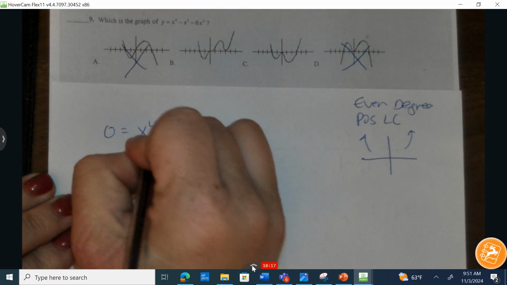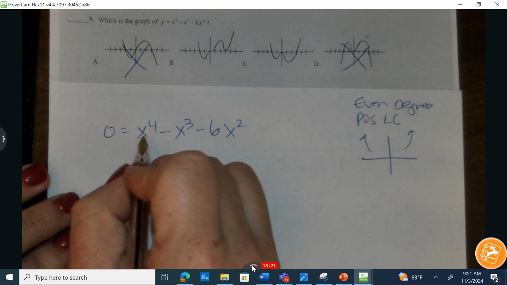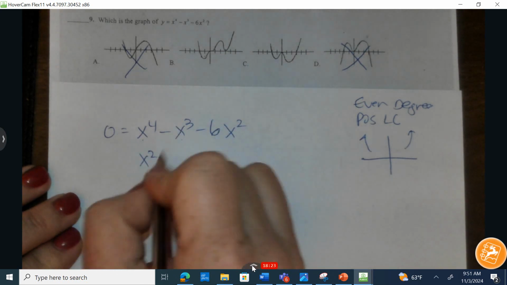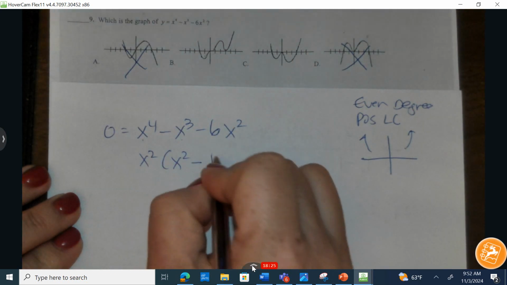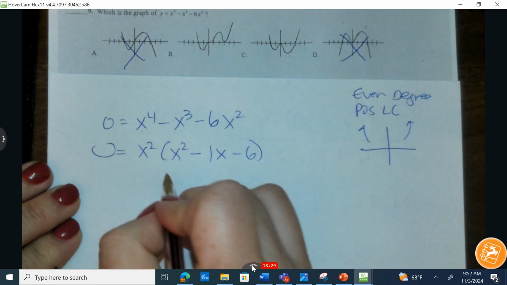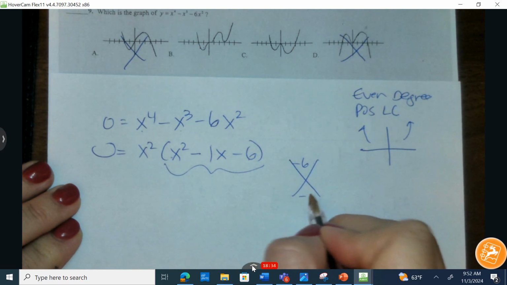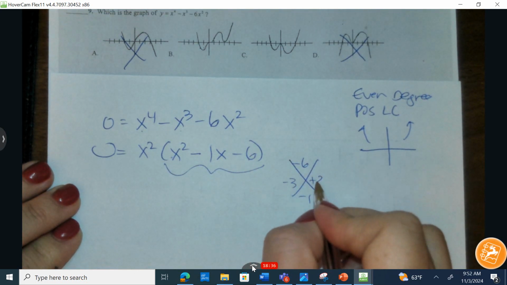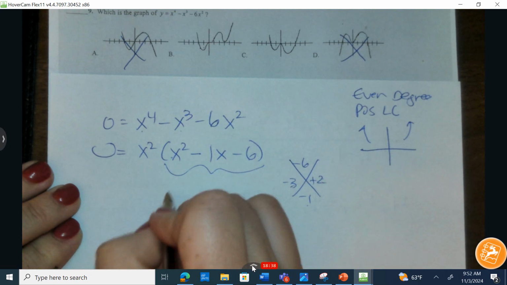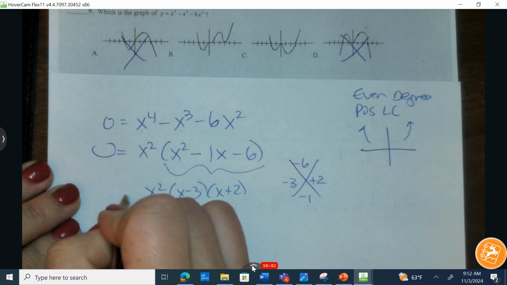0 equals x to the 4th minus x to the 1st minus 6x squared. And I recognize I can factor out an x squared. And I'm left with x squared minus 1x minus 6. And let's see if I can factor this. What multiplies to equal -6 and combines to -1? -3, +2. Yep, that works. X minus 3, x plus 2, and here's an x squared.